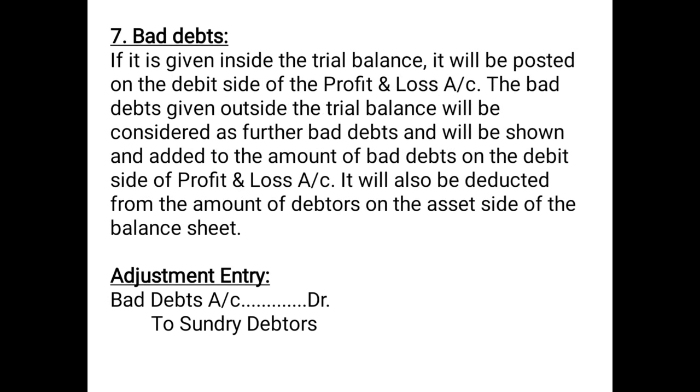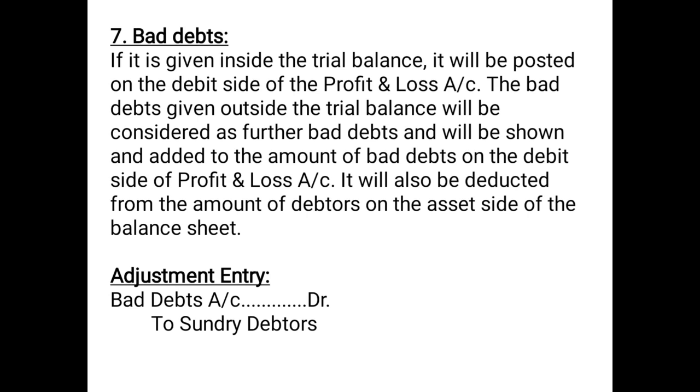Now moving ahead to another adjustment, that is bad debts. What is a bad debt? Bad debt is the amount which could not be recovered from our debtors. It is a loss for the business, and therefore it is shown on the debit side of the profit and loss account. So if bad debt is given inside the trial balance, it will be shown only at one place, that is the debit side of the profit and loss account, as bad debts, whatever the amount is.